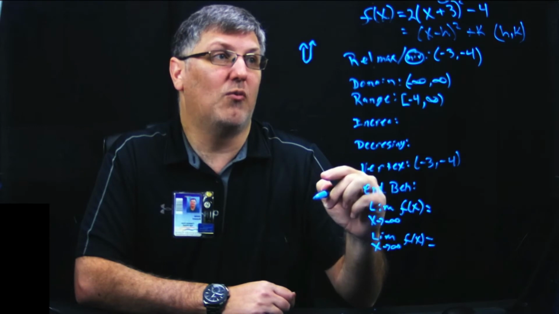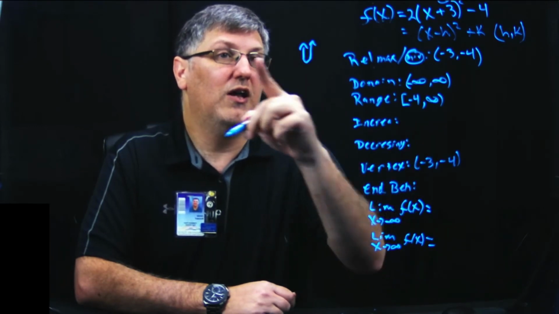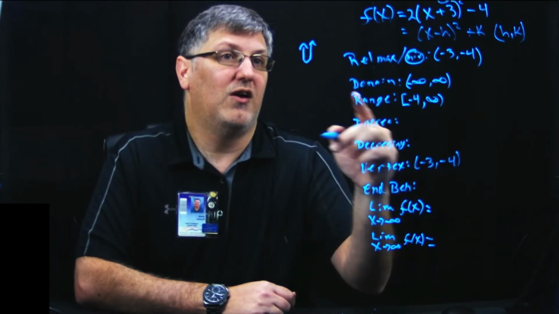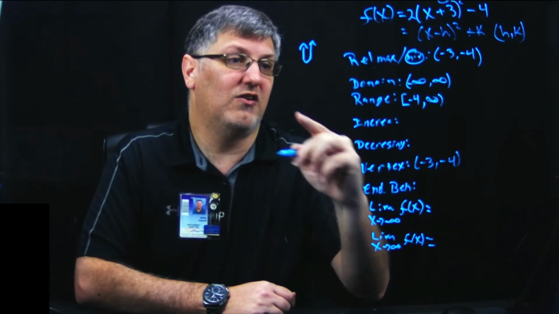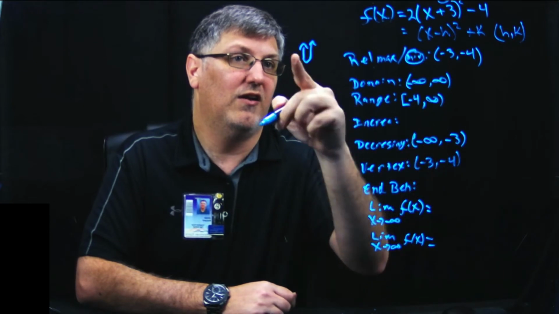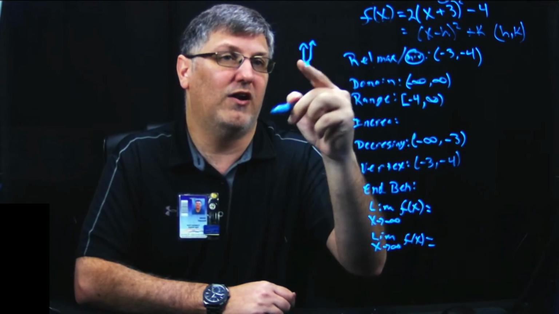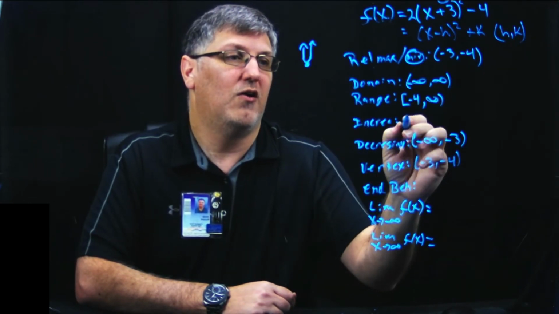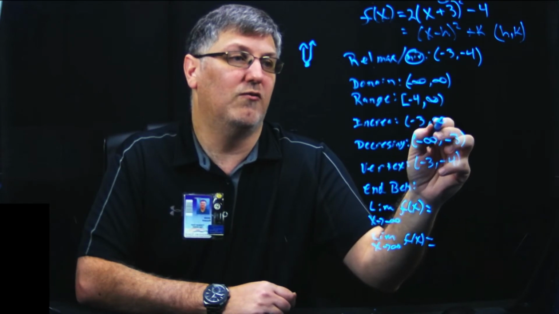Now, increasing wise, we're going to use our x values. If I'm coming in from the left, I'm actually decreasing initially. So I'm decreasing from -infinity up to -3, which is this point right here. And then I'm going to be increasing from -3 to infinity.